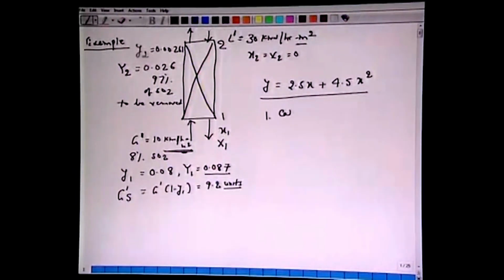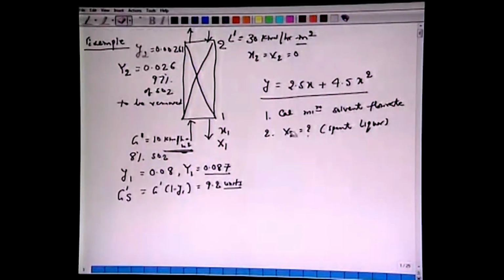First, calculate the minimum solvent requirement. This problem we have addressed in an earlier lecture also. So, we calculate the minimum solvent flow rate, that is one. What is the concentration at the exit of the spent liquor? So, this is X2. What is the mole fraction here? X1 actually. So, this is your X1. This is level 1, and X2 is 0, pure solvent.